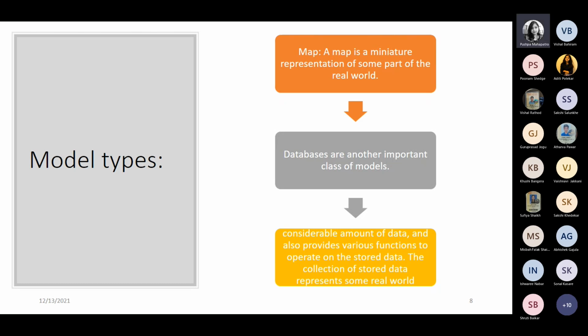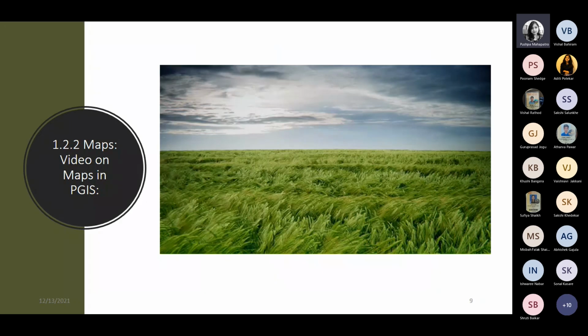Okay, so I hope the two methods of representation are clear. Either it can be a map or it can be a database. I wanted to show you one video on maps in GIS. I'll mute my mic for a few minutes, and let me know in the chat box if it's audible or not.